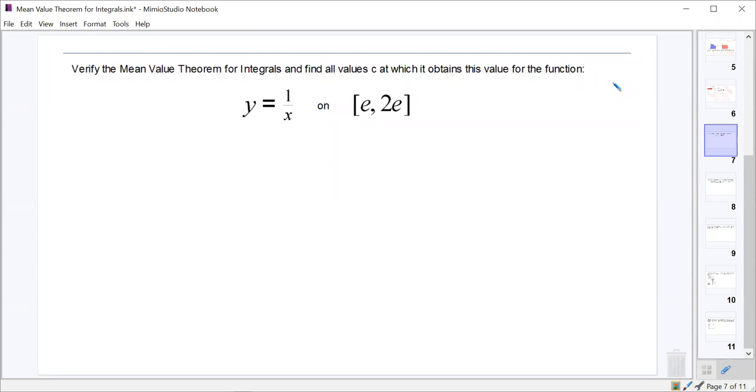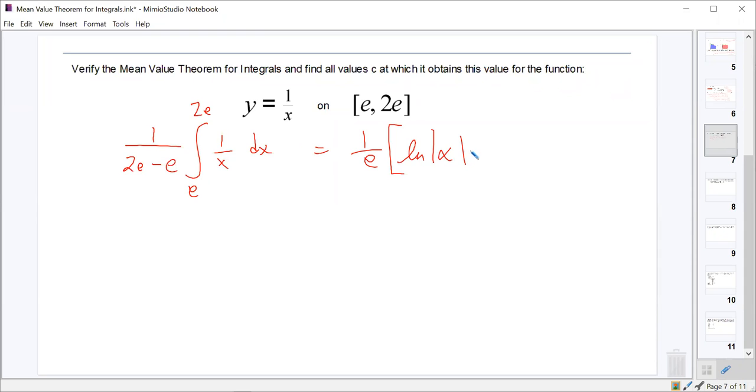All right, so if we want to find the average value, it should be 1 over b minus a times the integral from a to b of our function. Right? Simple setup. 2e minus e is just e, right? 1 over e. And then what's the integral of 1 over x? Natural log of the absolute value of x, from e to 2e. And so this becomes 1 over e times the natural log of 2e minus the natural log of e.